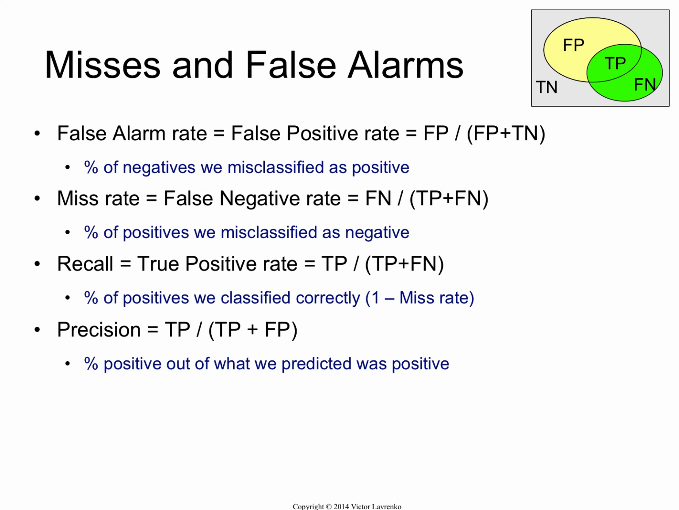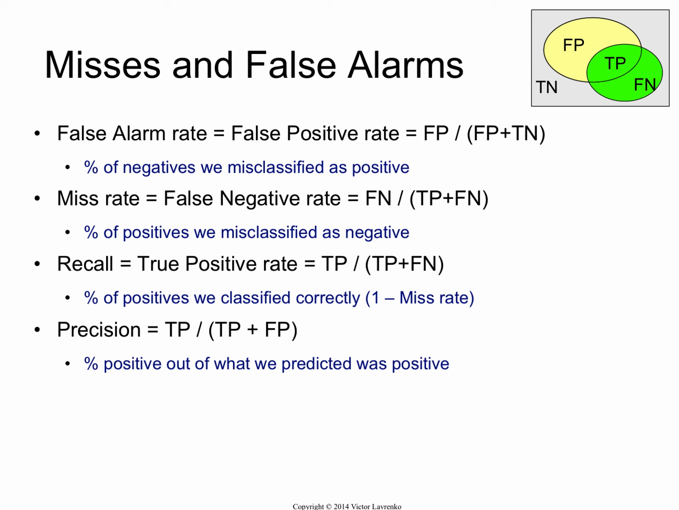So take a second at some point, make sure that you understand the difference between recall and precision. They seem to confuse a lot of students. They're really measuring two very different things. So this is percent of positives that we classified correctly out of all the true real positives, and this is the percent positive correctly out of what we predicted were positive.